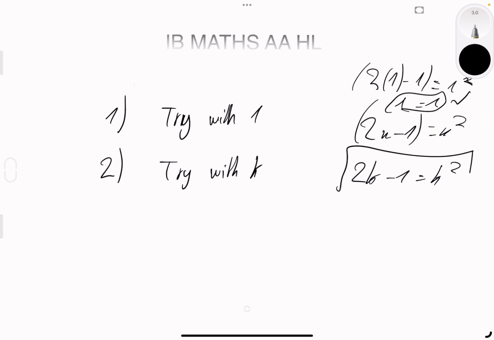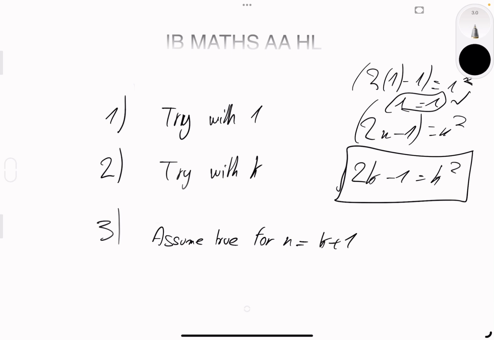So let's say now you tried with k, 2k minus 1 equals k squared, and then you're going to assume true. You don't write "try". You assume that it's true for n equals k plus 1. Here as well, not for the first step, only for the second and third step, you assume that it is true for n equals k, n equals k plus 1.